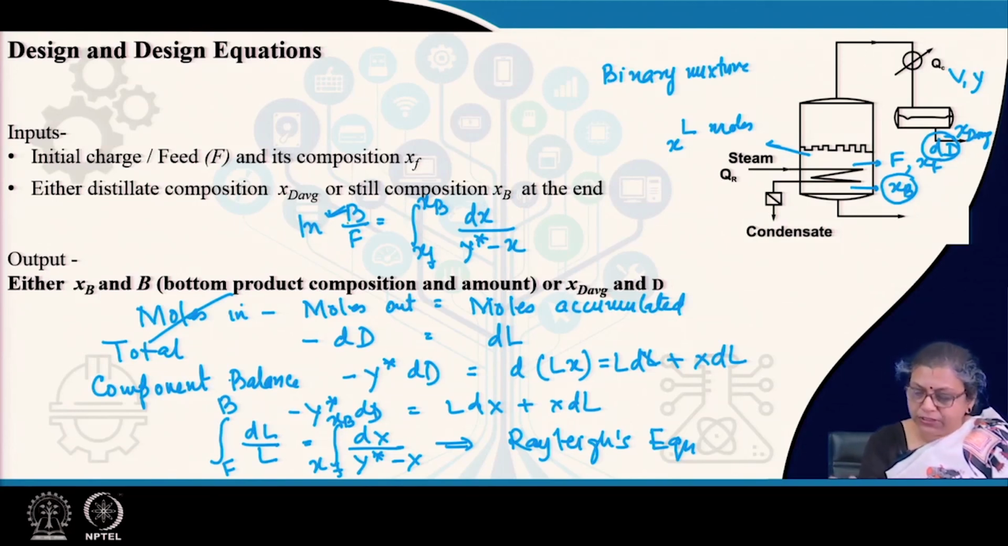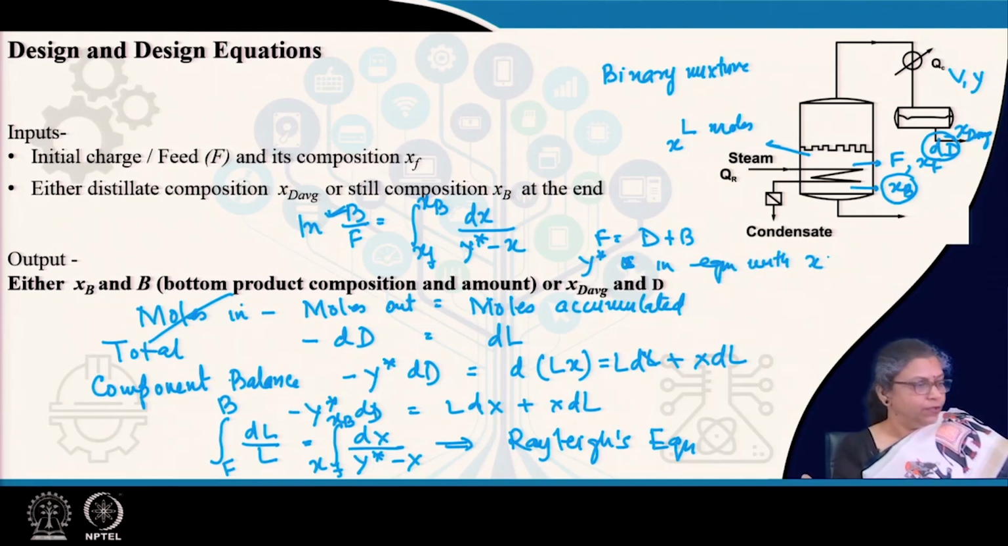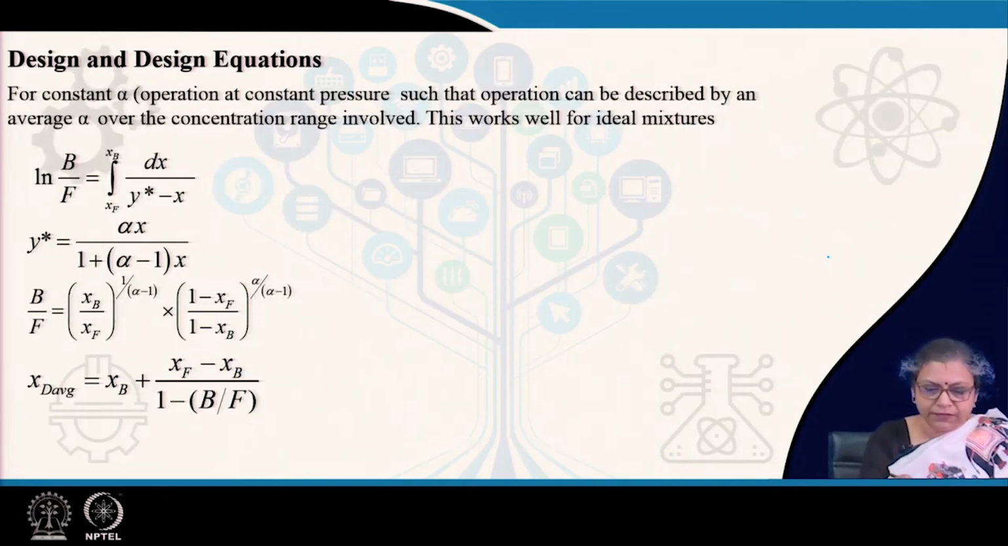Even if we can find out D also from the overall material balance, quite naturally F equals D plus B for the entire time interval, we can find it out. But for finding this out, we need to perform this particular integration. And it is important to remember that when we try to design any operation, we assume ideal cases. So, under ideal cases, this y star is in equilibrium with the x at that instant of time. So, therefore, now, this is the equation.